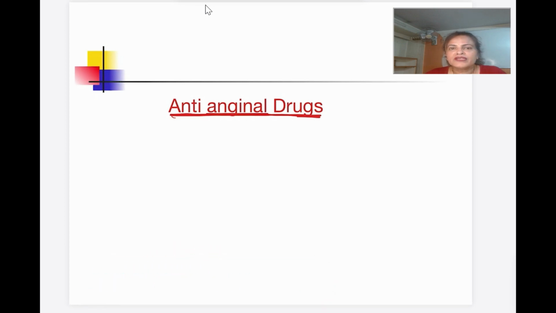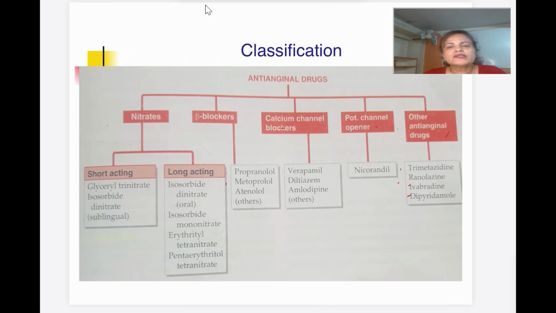Today we are going to discuss anti-anginal drugs. We know the anti-anginal drugs are the drugs which we use for the treatment of angina as well as for its prevention. So this is the classification of the anti-anginal drugs.